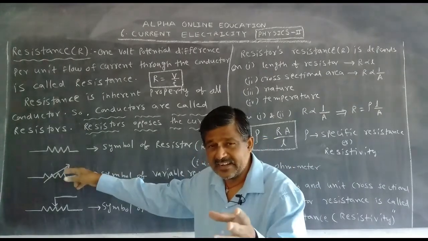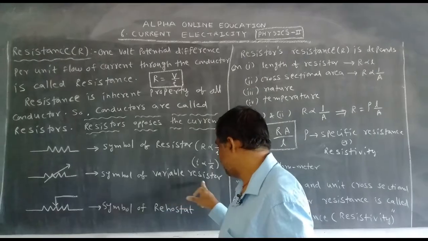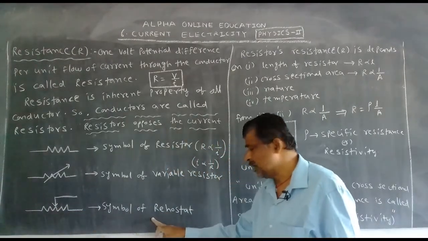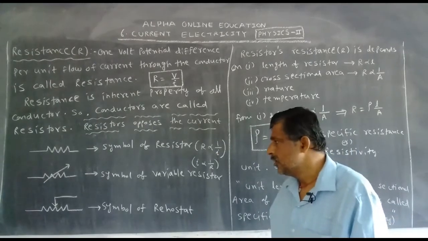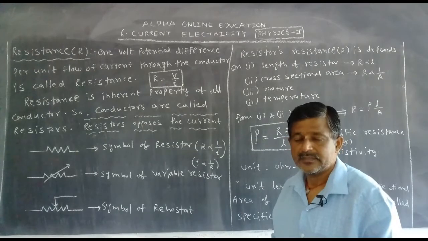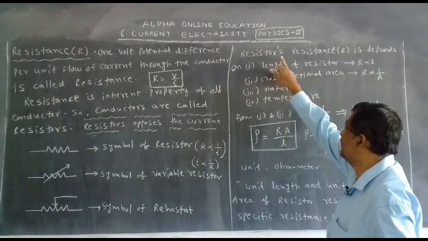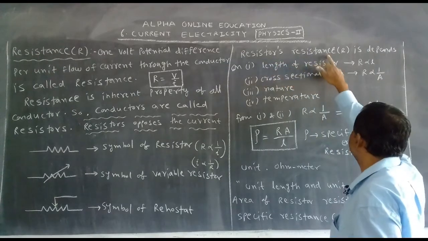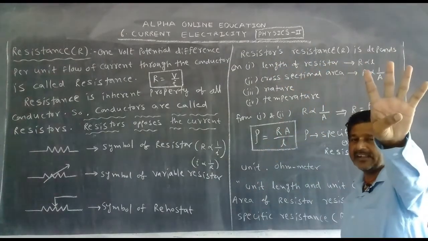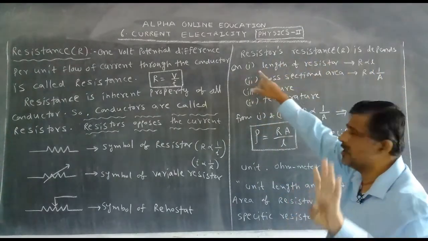This resistor's resistance is changed, so we can write the symbol. This is variable resistor. If we take the diagram like this, it is called the symbol of rheostat. Okay, now which has a resistance is called resistor. That's why a resistor's resistance depends on 4 factors.